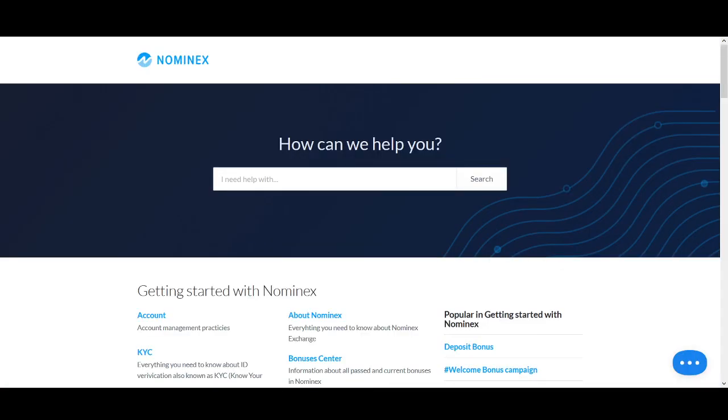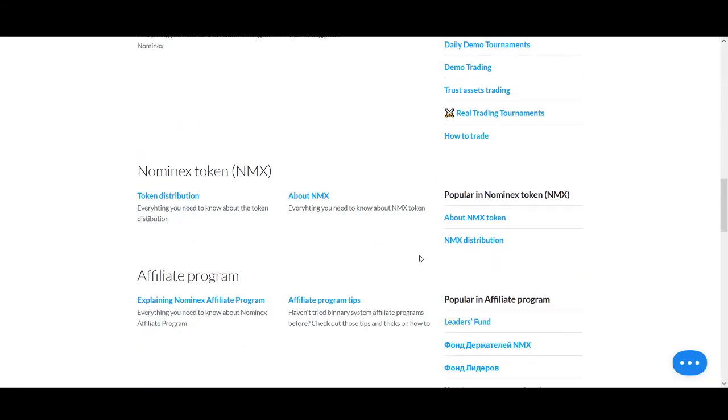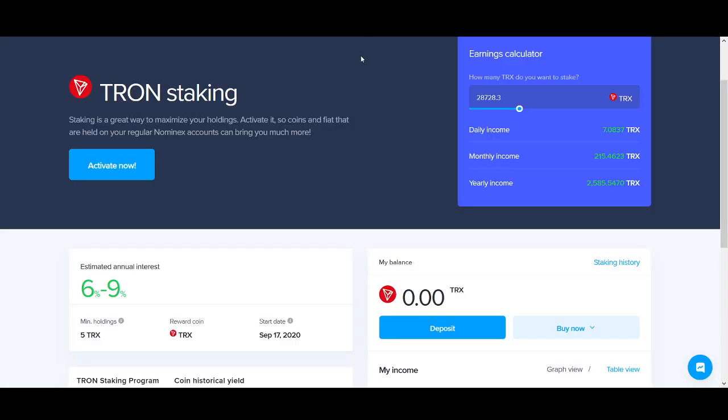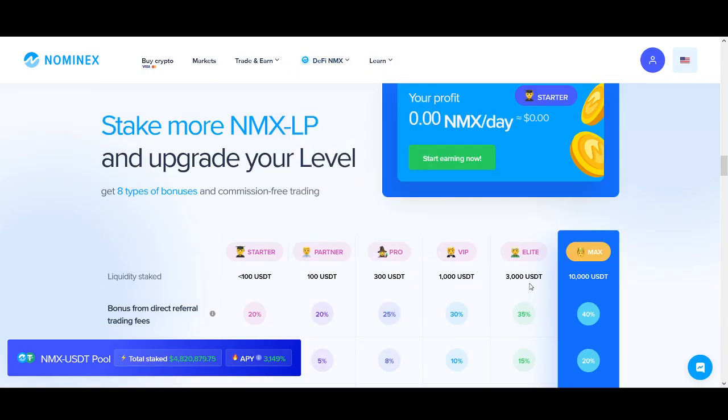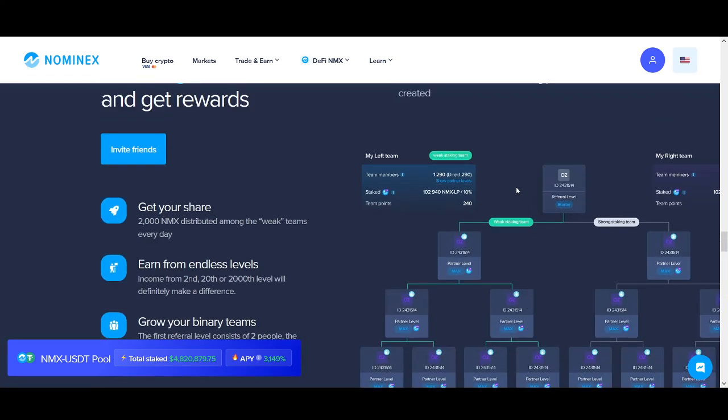Before I do my calculation and share all the interesting stuff, if you want to find out more about Nominex, on the support page there's lots of information to get you started, how to deposit. I'll touch on that in a bit, but there's lots of information for you on how you want to get started. The referral fees I've already talked about. This is really the money that you can make is endless.